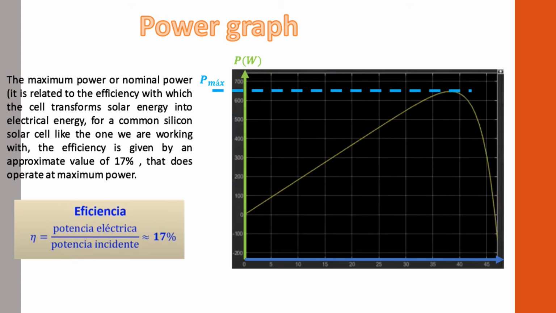The last graph is the power graph, where the highlight is the maximum power or nominal power. It is determined by measuring the electrical current and the voltage in a circuit, while varying the resistance under precisely defined conditions. This power is related to the efficiency with which the cell transforms solar energy into electrical energy. For a common silicon solar cell like the one we are working with, the efficiency is given by an approximate value of 17%.